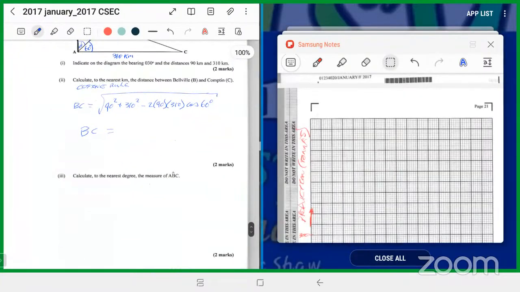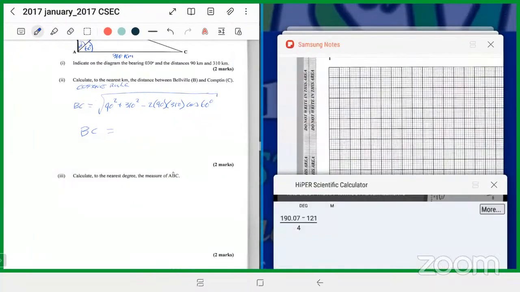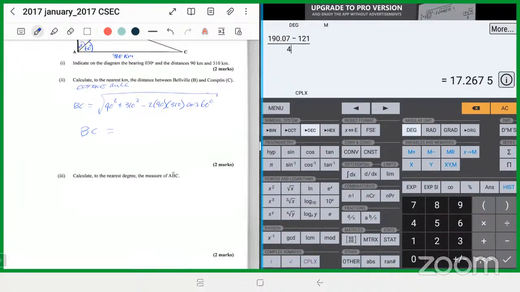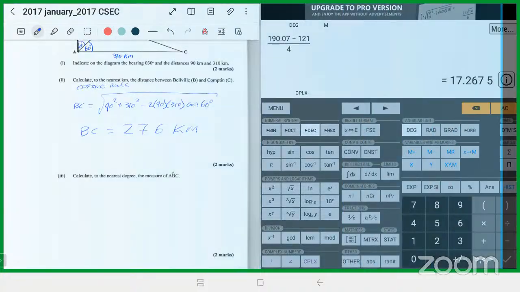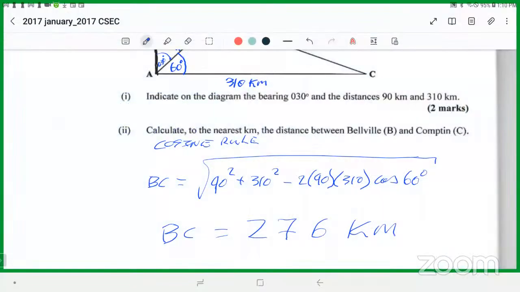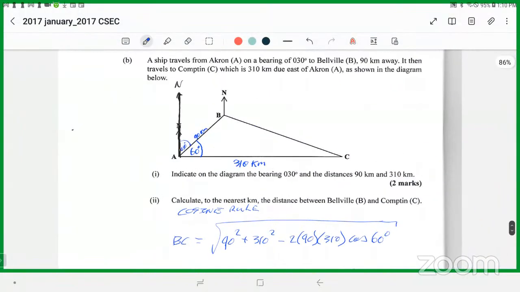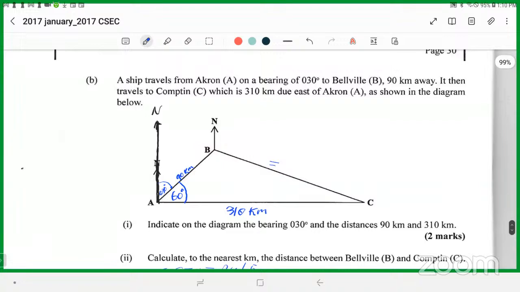What you get? 276. All right. And set to the nearest kilometer, so let's just write it. 276 kilometers. All right. I trust you. So I'm going to put it on the diagram right here as well. This side equals 276 kilometers.